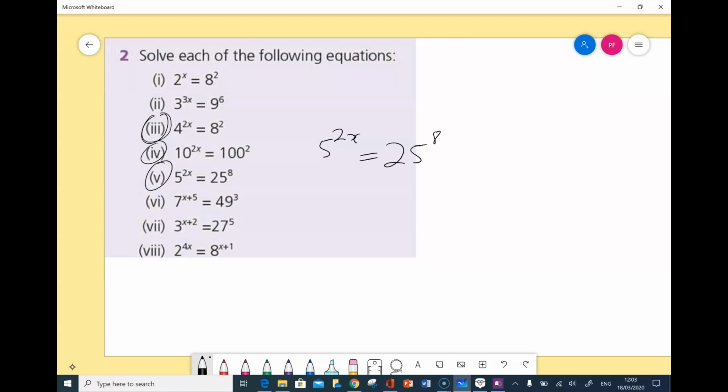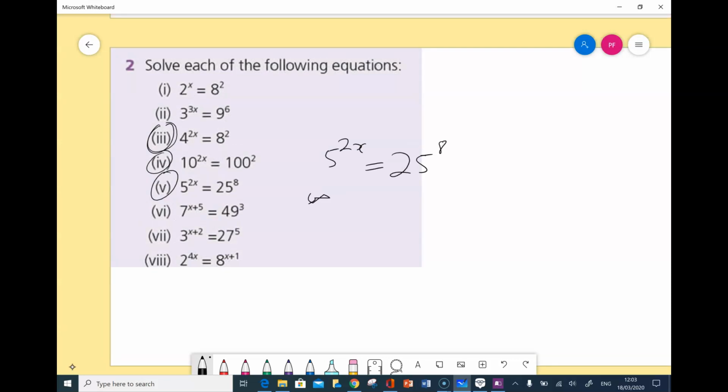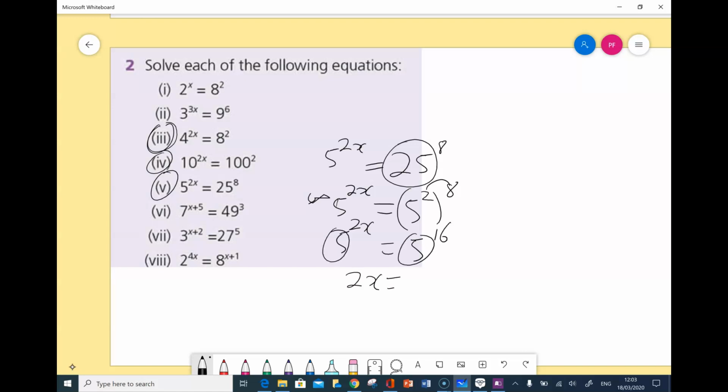Okay, so here we can obviously spot, I should stop saying obviously, it's not always obvious. 25 can be written as 5 squared, and then that's to the power of 8. So I've made my base numbers the same. So when you've got indices and brackets, we multiply in this situation. So 5 to the power of 16. Base numbers the same, so indices must be the same. 2 is multiplying x, so 2 comes over to divide. X is equal to 8.